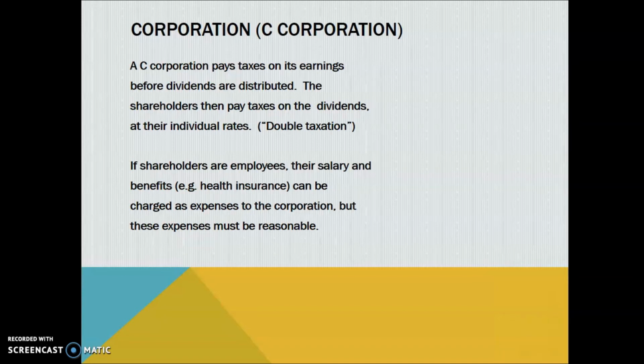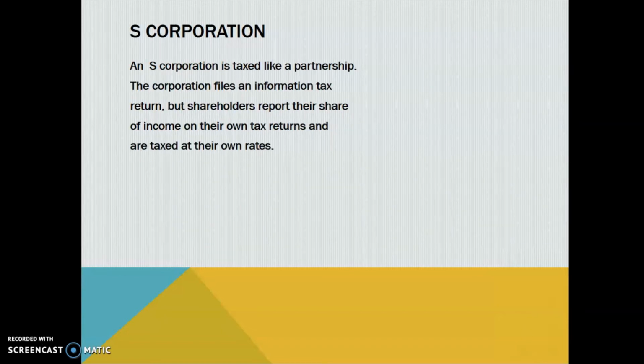But the assumption must be reasonable. So the next one is S corporation. The S corporation is more like a partnership. The corporation files an information tax return, but shareholders report their share of income on their own tax return and are taxed at their own rates.